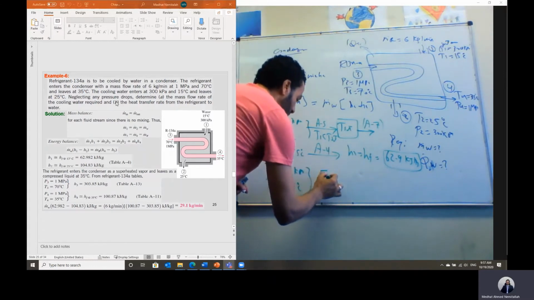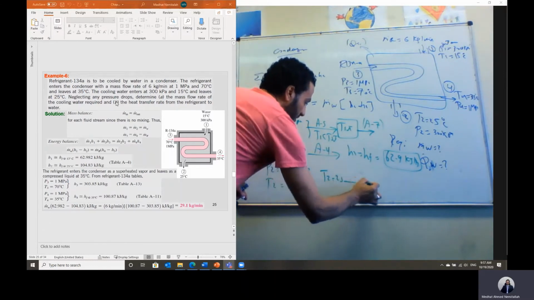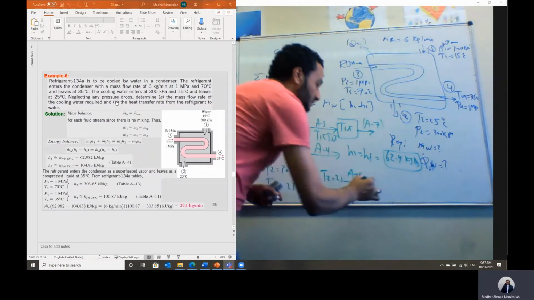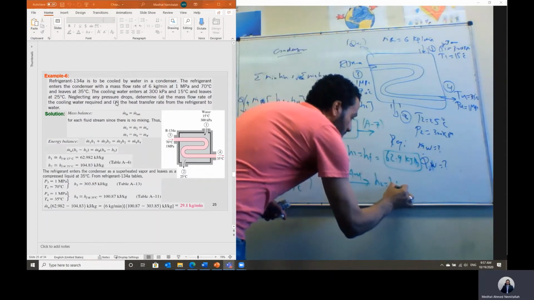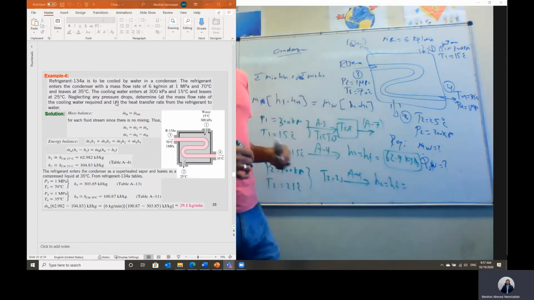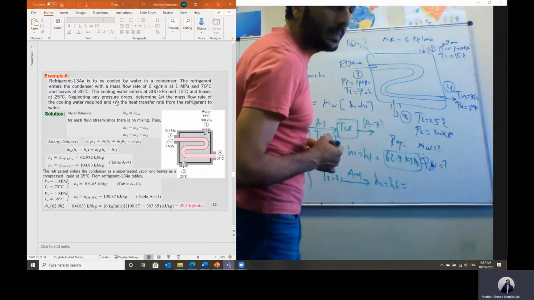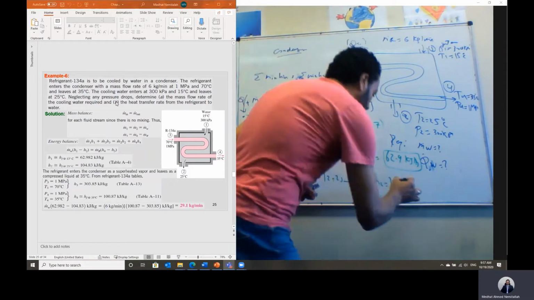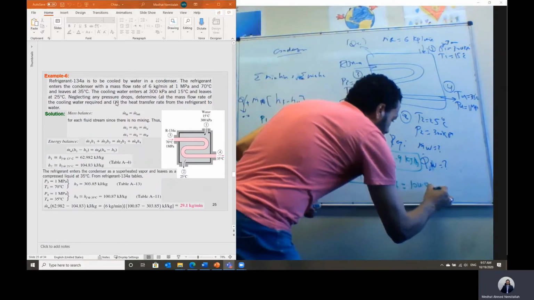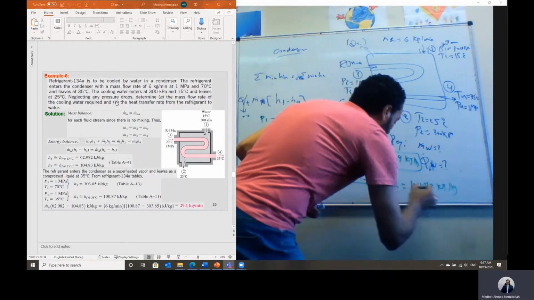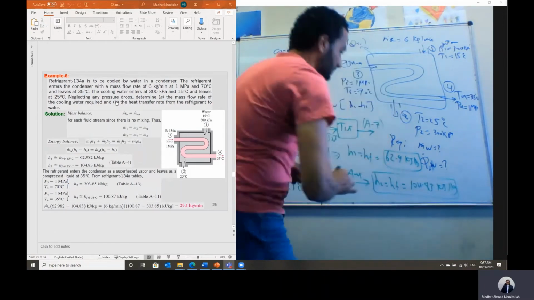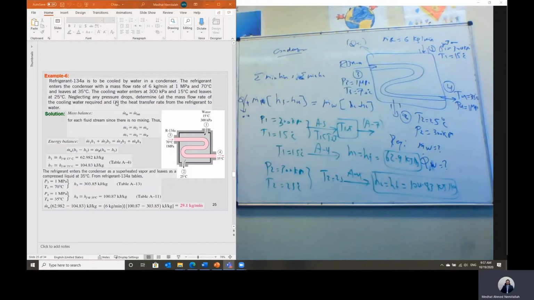So this is subcooled, but we don't have a subcooled table. Then with this temperature, T2 equal to 25, I will go to table A4, and H2 will also equal H fluid at 25. H fluid at 25 will equal 104.83 kilojoule per kilogram in this case. And this is the enthalpy H1 and H2 for the water.